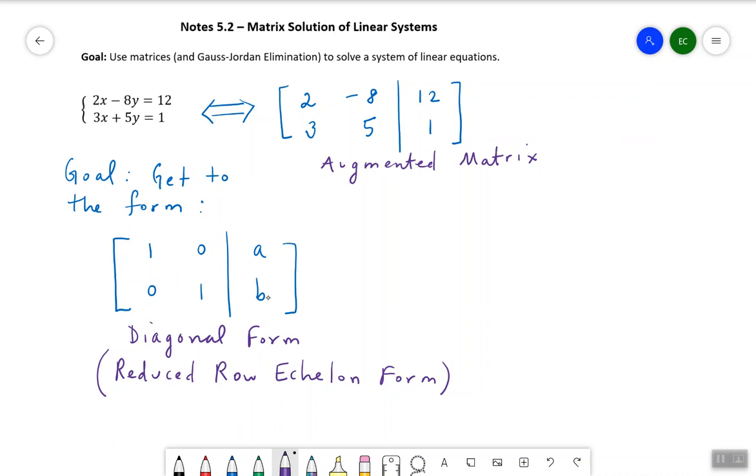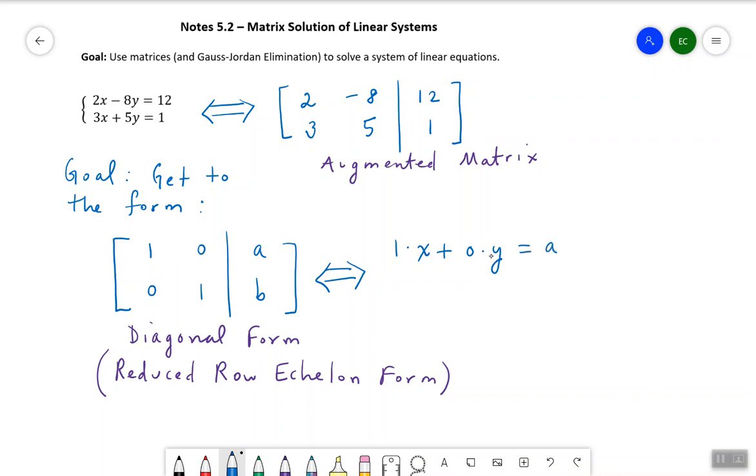On the right side, the a and the b represent some constants, some numbers that we don't know because, of course, we haven't gotten to the form yet. We're trying to get there. But what does this matrix say? So let's convert this matrix back to equations to understand why diagonal form is so good. In the first row, we have 1 as the coefficient on x, 1 times x, plus 0 as the coefficient on y, plus 0 times y is equal to a.